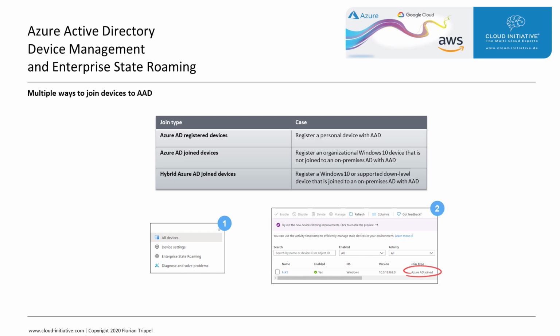So the join types are Azure AD registered devices, which is the case if you register a personal device with AAD, for instance, my Windows 10 computer, or Azure AD joined devices, which is the case for organizational Windows 10 devices that are not joined to an on-premises Active Directory, and hybrid Azure AD joined devices, which is the case for a Windows 10 computer in your head office that is joined to an on-premises AD as well as Azure Active Directory. So these are the primary join types that we are talking about. So let's continue to the next page.